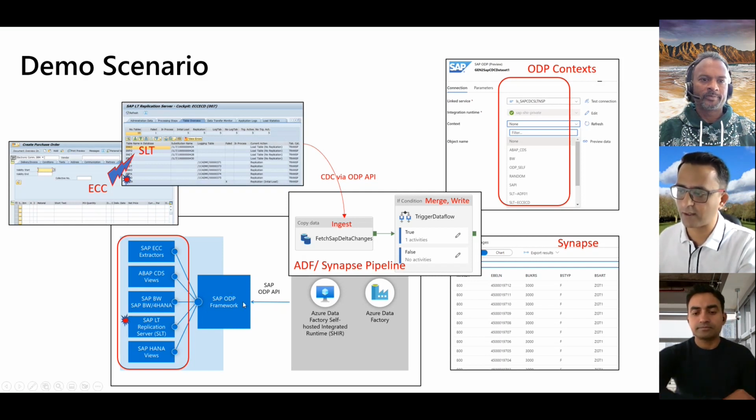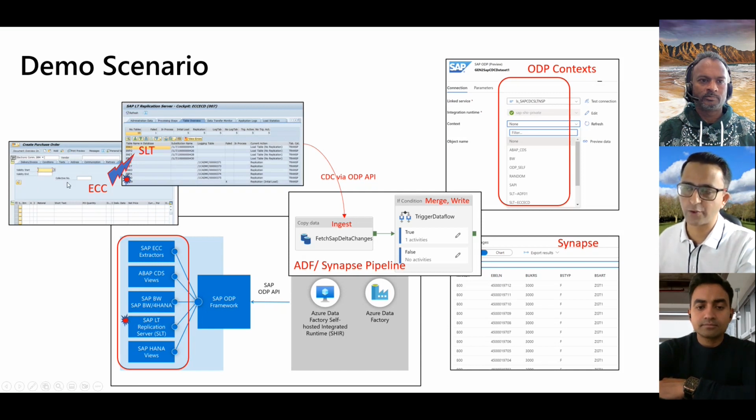And then on the left side, you have the ODP framework. In my scenario, I'm going to demo the SAP SLT. So I've got an SLT system there, which is connected to an ECC. And I'm going to show how the initial data load works through SLT. And then I'm going to make some transactional changes in ECC. And without changing anything in SLT or in ADF, I'll show how the actual delta changes are transmitted into Azure.